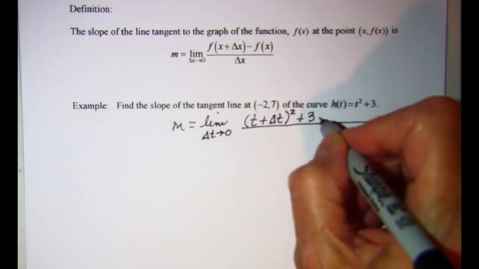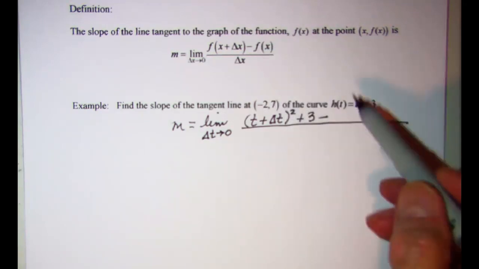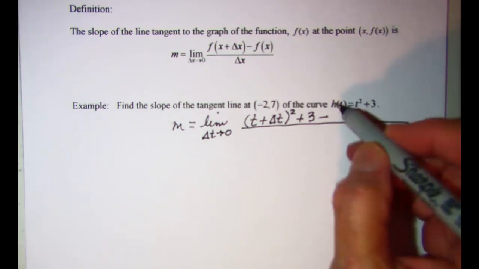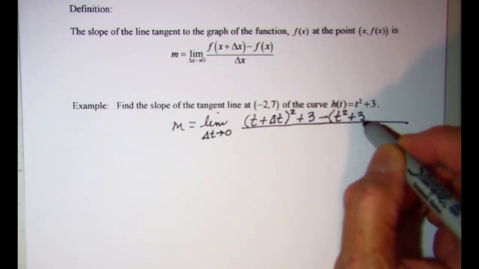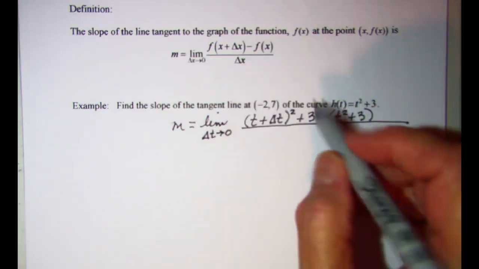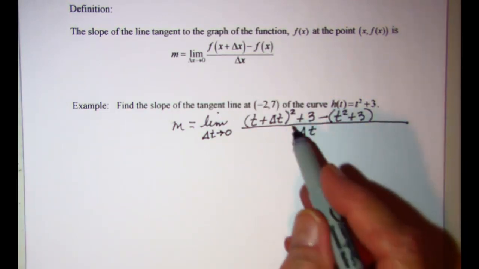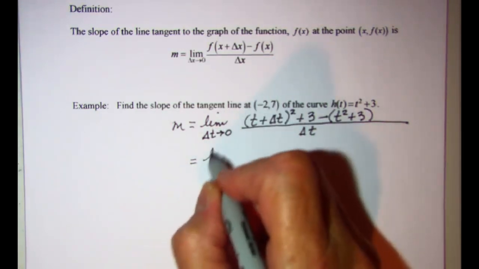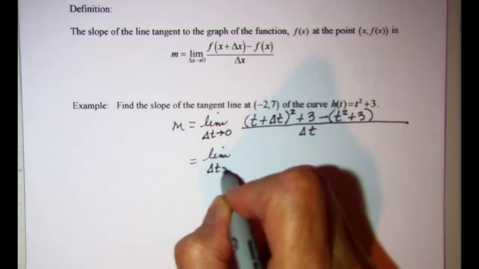Then I want to subtract from that. Now it won't be f of x, it'll be h of t, which we know is this binomial right here, t squared plus 3. And then in the bottom, I'll have delta t. Now we need to multiply out and simplify before we can take our limit. Limit as delta t approaches 0.